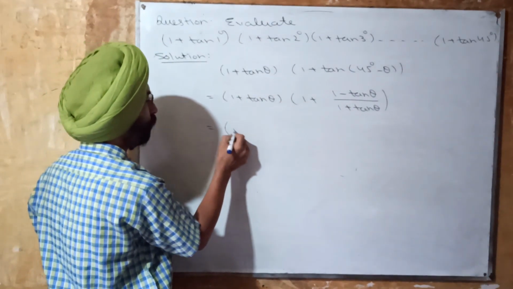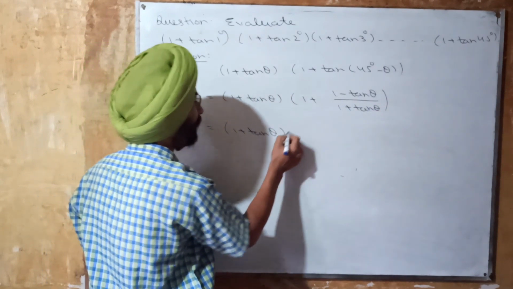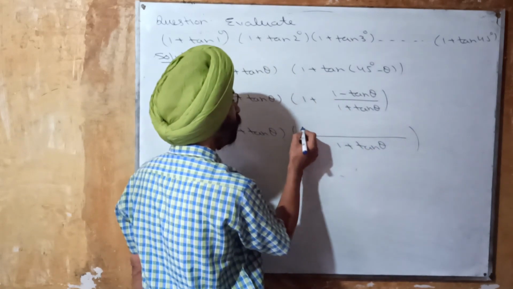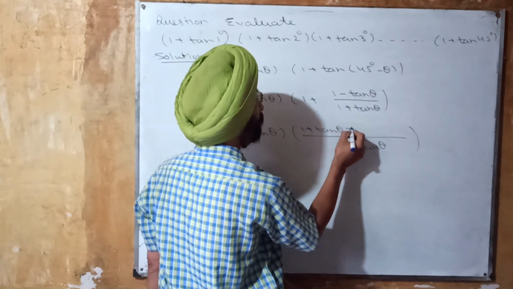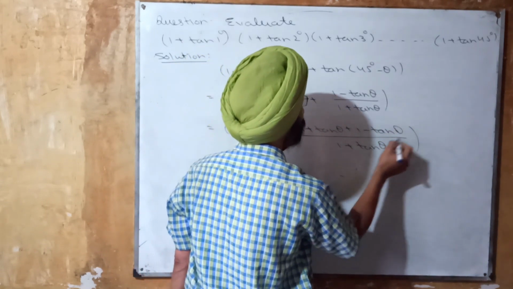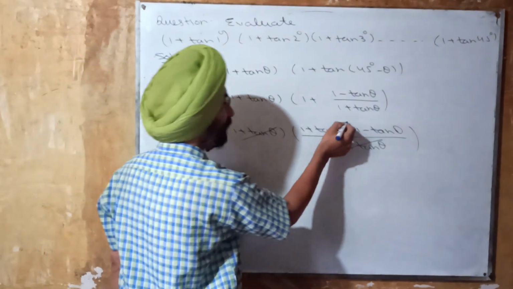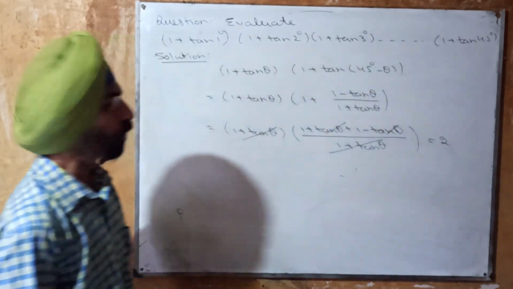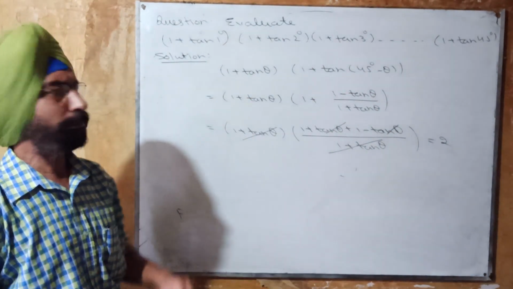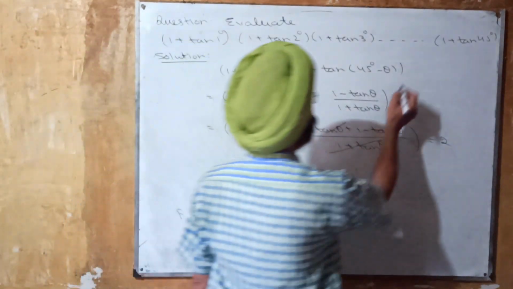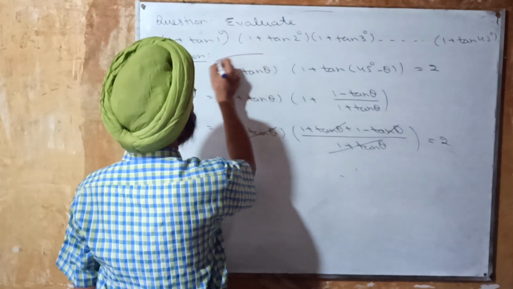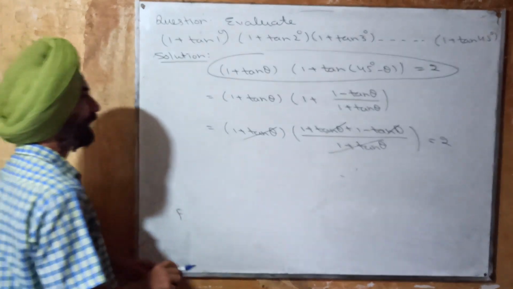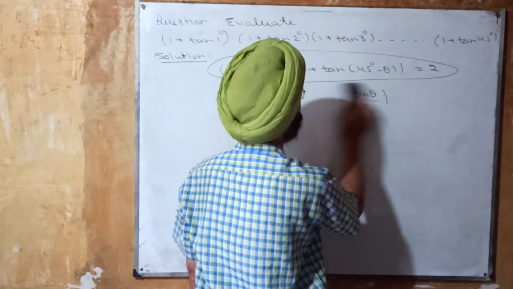So it is equal to 1 plus tan theta in the first bracket. In the second bracket, take out LCM as 1 plus tan theta. In the numerator, you will get 1 plus tan theta plus 1 minus tan theta. This 1 plus tan theta will be cancelled. This tan theta will be cancelled. And this is 1 plus 1 is equal to 2. So this 1 plus tan theta and 1 plus tan 45 minus theta is coming out to be equal to 2, and that is our key factor in solving this problem. So let us see how it will help in solving the problem.